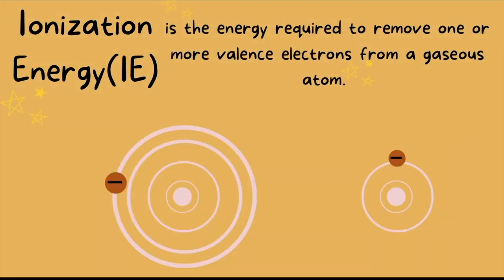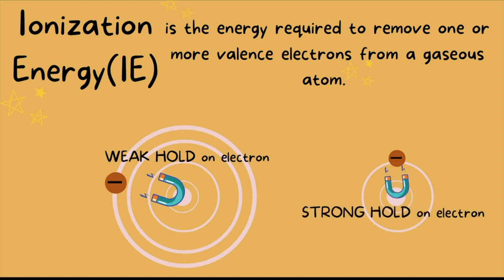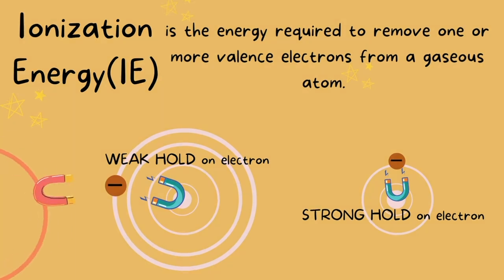Here we have 2 atoms. One atom has its electron relatively far from the nucleus, and the other has its electron relatively close to the nucleus. We know that there will be a weak hold on the one that has a greater distance between the electron and the proton, and a strong hold on the one that has the electron closer to the proton. If another atom comes around and wants to create a bond with this atom to the left, will it have a hard time taking away its electron? No, it will not be hard at all.